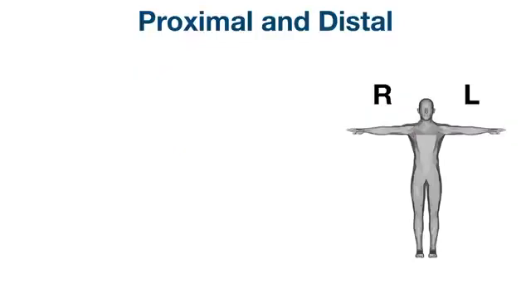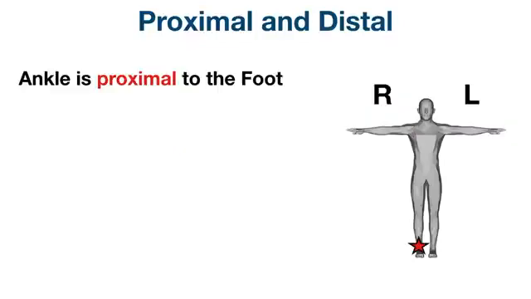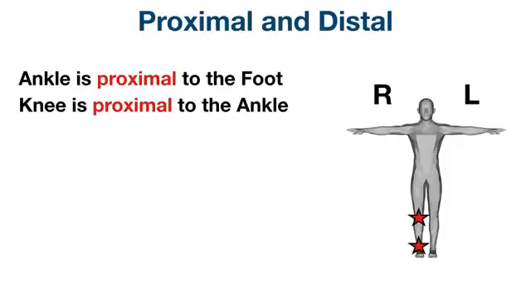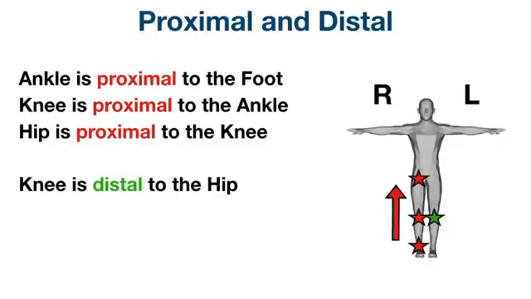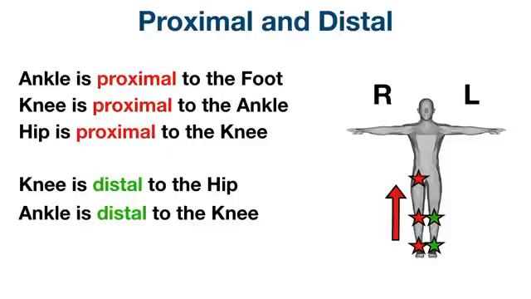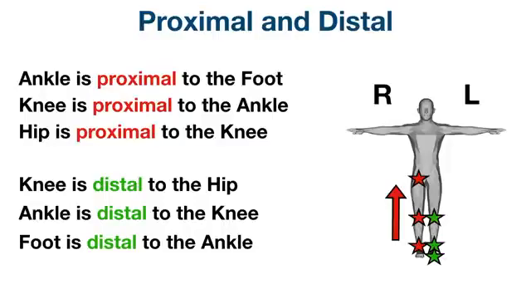We can do the same with the lower extremities. The ankle is proximal to the foot, the knee is proximal to the ankle, and the hip is proximal to the knee. Again, proximal means toward or closer to the trunk. We can also say the knee is distal to the hip, the ankle is distal to the knee, and the foot is distal to the ankle. Again, distal means away from or farther from the trunk.